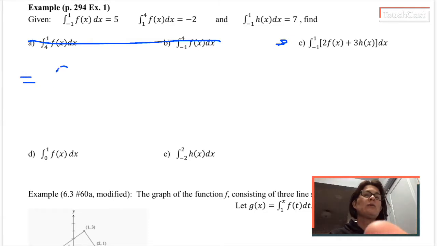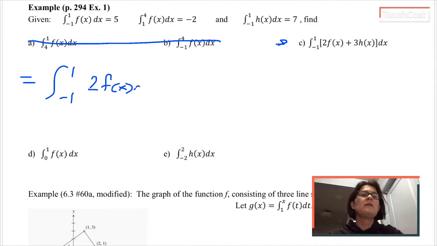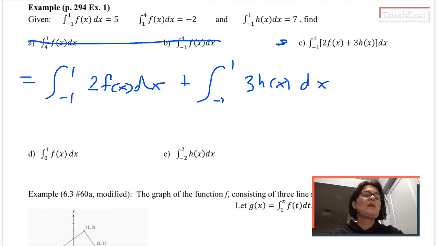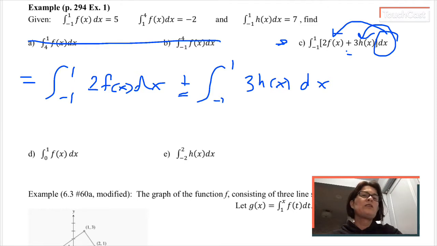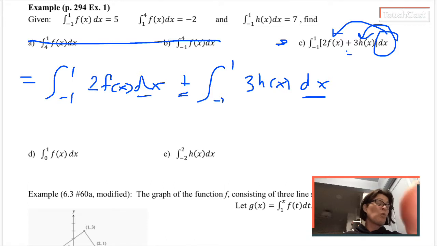That's equal to the integral from negative 1 to 1 of 2f of x dx plus the integral from negative 1 to 1 of 3h of x dx. I split this up. I make two separate integrals, splitting it up here. Notice this dx belongs to both 2f of x and 3h of x, which is why it shows up in each of these integrals.